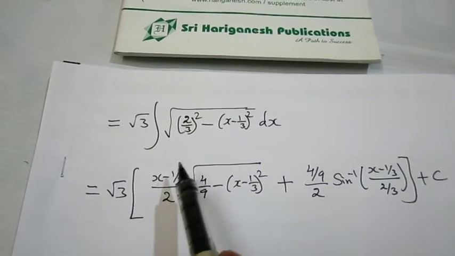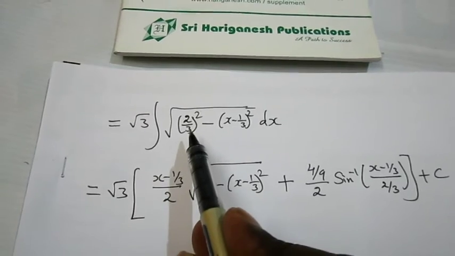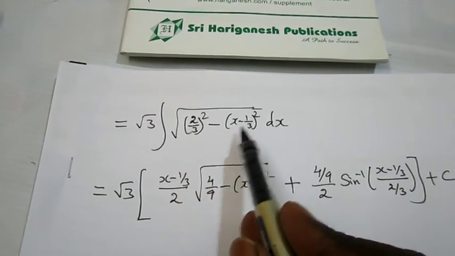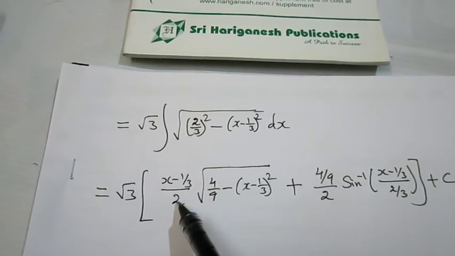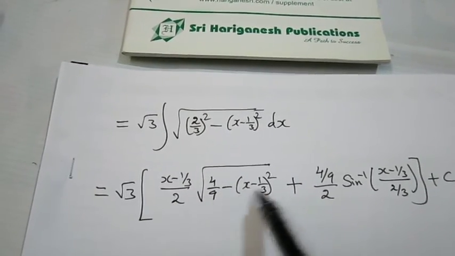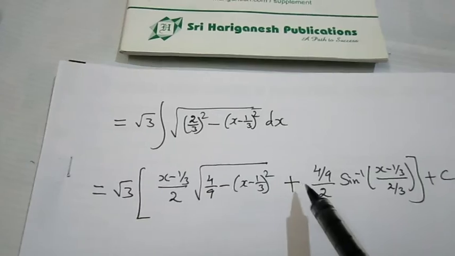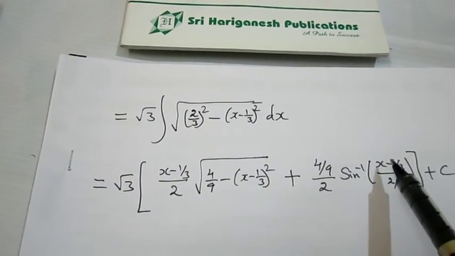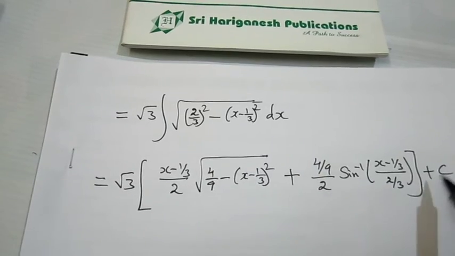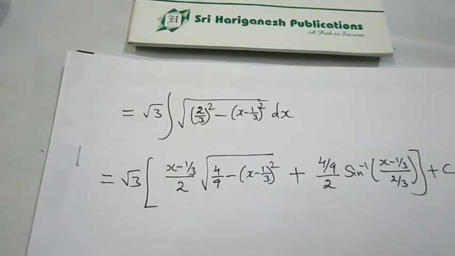The formula, as I already told you, is for root of a square minus x square. X by 2, what is x here? x minus 1 by 3. So x by 2 into root of a square minus x square plus a square by 2 into sine inverse of x by a plus integral constant. Now I am going to simplify.